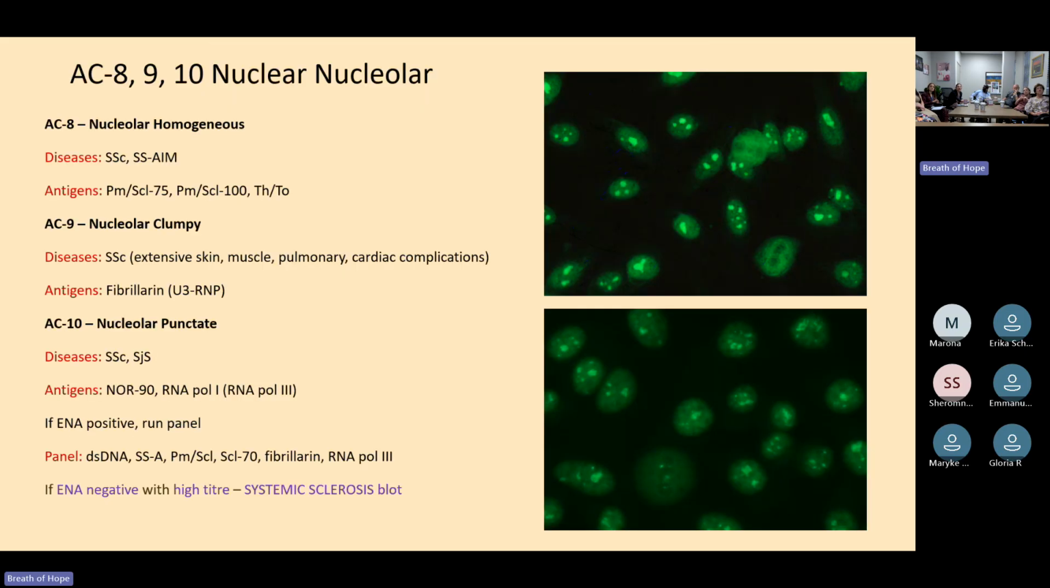Right, in terms of our nucleolar patterns, there's 3 of them, but on the slides that we are using, it can be difficult to distinguish between the 3. Okay, so when we see a nucleolar pattern and our ENA is positive, then we do a breakdown which includes PM-Scl, U3 fibrillarin, and RNA polymerase 3. Okay, and we check which one is positive.